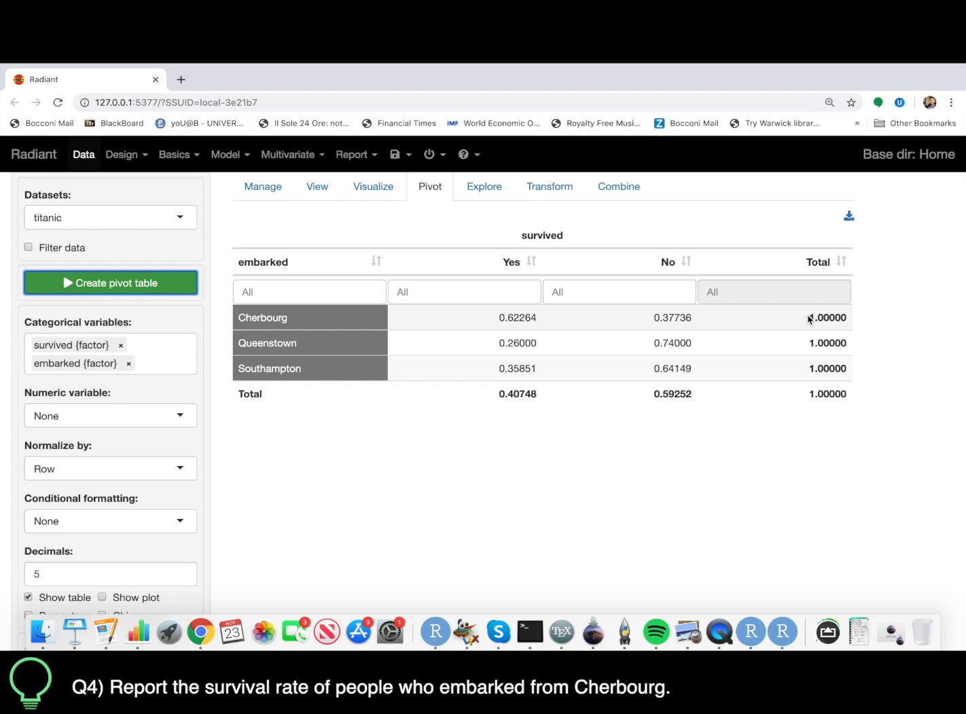So I can see that out of all people from this place, quite a high percentage have survived. So the rate, in this case, that I'm asked for, will be 0.623 up to the third digit.